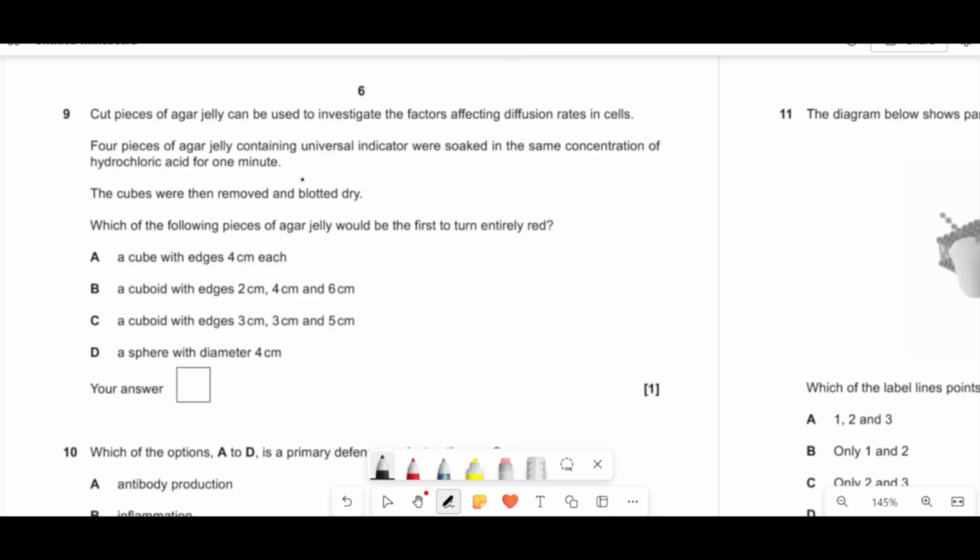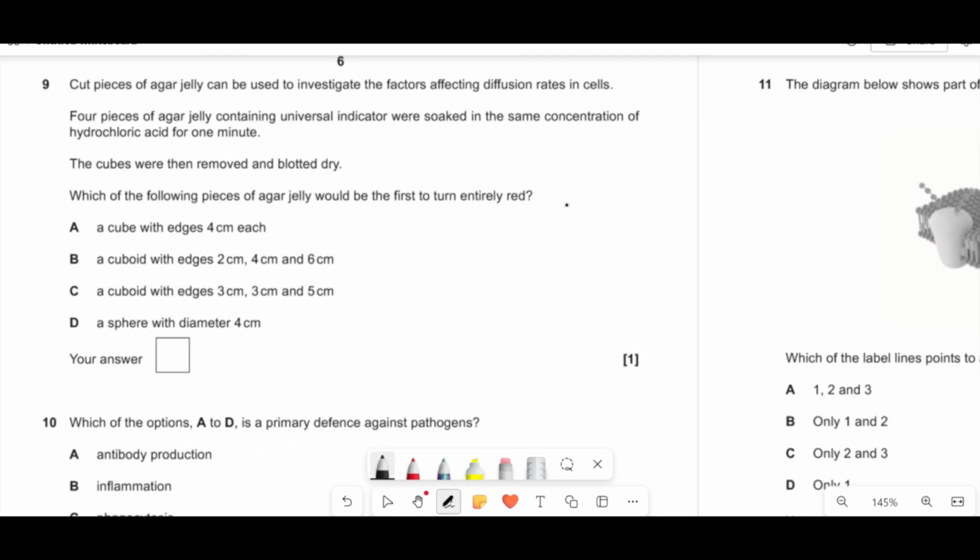Now, cut pieces of agar jelly can be used to investigate the factors affecting diffusion rates in cells. 4 pieces of agar jelly containing a universal indicator was soaked in the same concentration of hydrochloric acid for a minute and then they were blotted dry. Which of the following pieces of agar jelly would be the first to turn entirely red? So it's the one with the smallest edges, really. That's like a nice little teeny piece. So we want to maximize the surface area and not have too high of a volume.